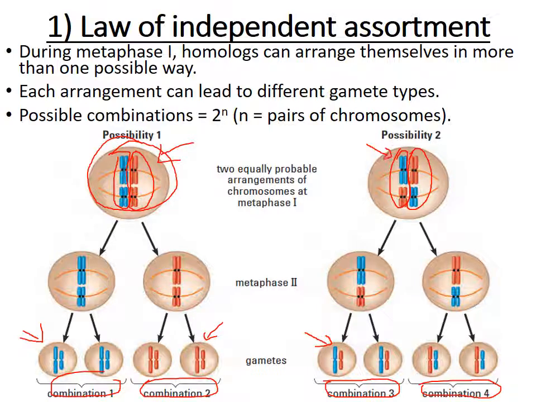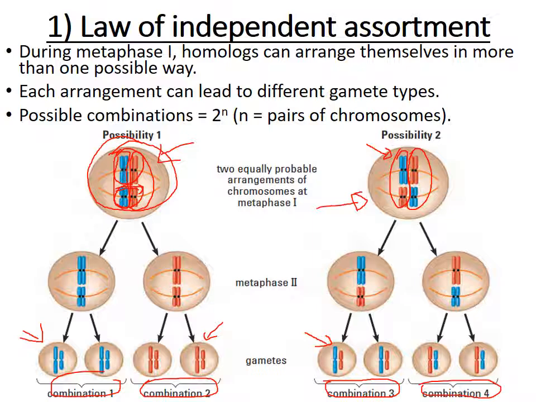We call this the law of independent assortment because it means that the maternal and paternal chromosomes are independent of each other. Let's say the blue ones were all from dad, they don't have to line up with each other. The blue could line up with the red if it wanted to, which is what it did in this possibility here. So the homologous pairs don't care what the other homologous pairs are doing. This homologous pair will line up the way it wants, and this will line up the way it wants, which means it could line up with all blues on one side and reds on the other, or with blue and red and then red and blue.